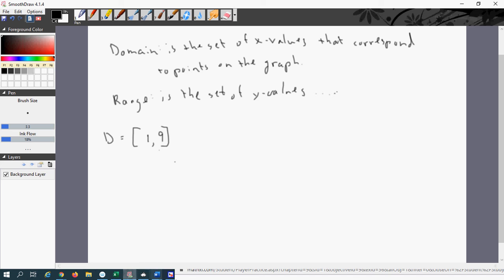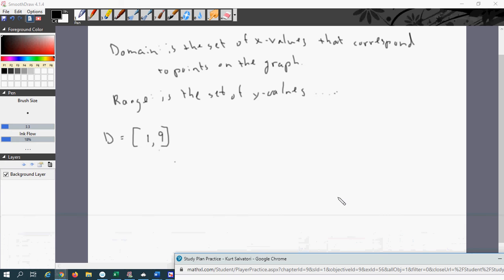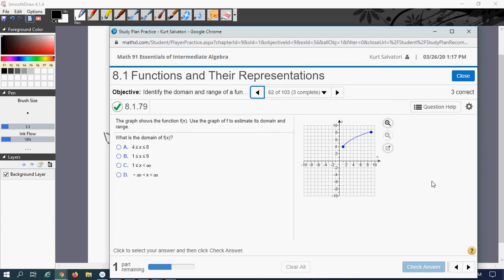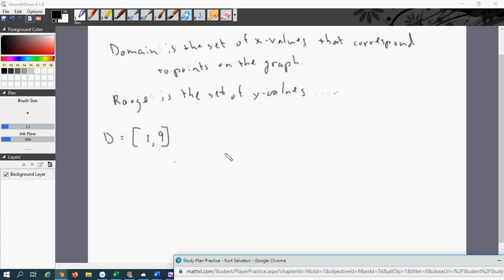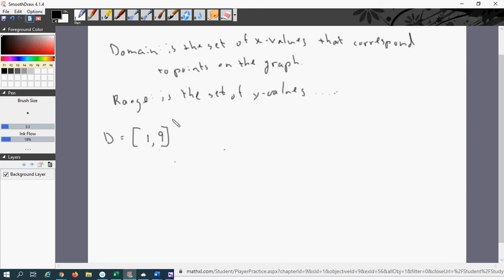And then for my range, let's go back to the picture so we can see it again. For the range, it looks like it's 4 to 8. So I go back down here and I can write that the range is 4 to 8. This is how we write it in interval notation, and that's what you'll have to do for a future mastery test that's coming up.